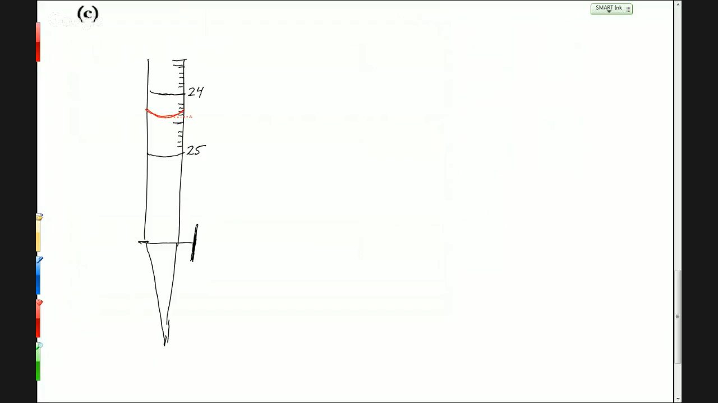It seems weird to call that 24 point something milliliters because clearly there's not that much stuff in there. But that level is between the 24 and the 25. Everybody see that? Anything between 24 and 25 must be 24 point something whatever. So we have to write it that way, even though it seems weird. So we would write this measurement as perhaps 24.42. And we still label it in milliliters, even though it's not really a volume measurement. It's like a level measurement.